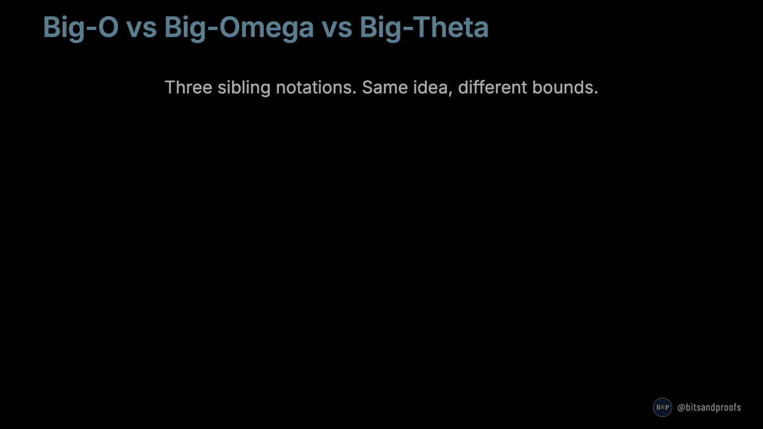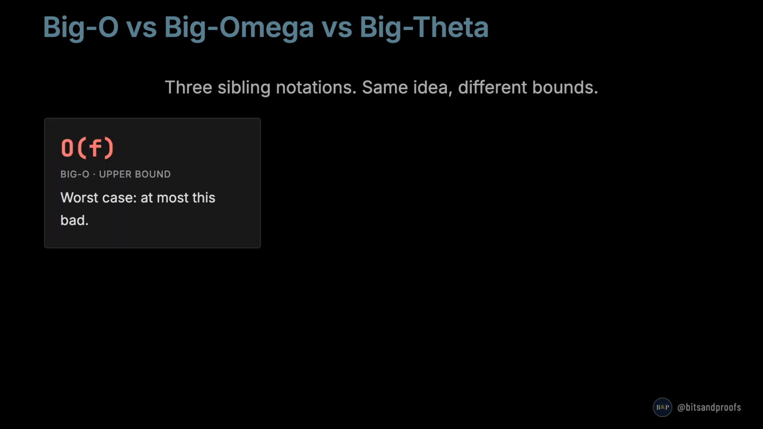Now let's talk about big O's siblings. Big O is one of 3 sibling notations that all describe the same idea, how a function grows with its input. Same idea, different bounds. You'll see all 3 in textbooks and in academic papers, so it's worth knowing what each one means. Big O, written with the capital letter O, is the upper bound. The worst case. We say a function is O of f when it grows at most as fast as f. The function might be faster on some inputs, but never slower than the big O bound. This is what we've been computing all along.